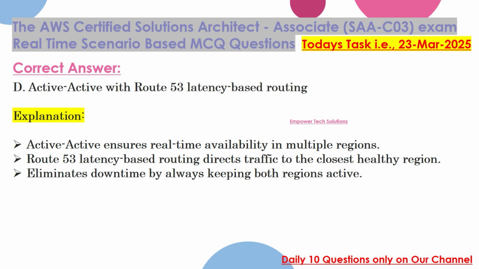Explanation. Active-active ensures real-time availability in multiple regions. Route 53 latency-based routing directs traffic to the closest healthy region. Eliminates downtime by always keeping both regions active.